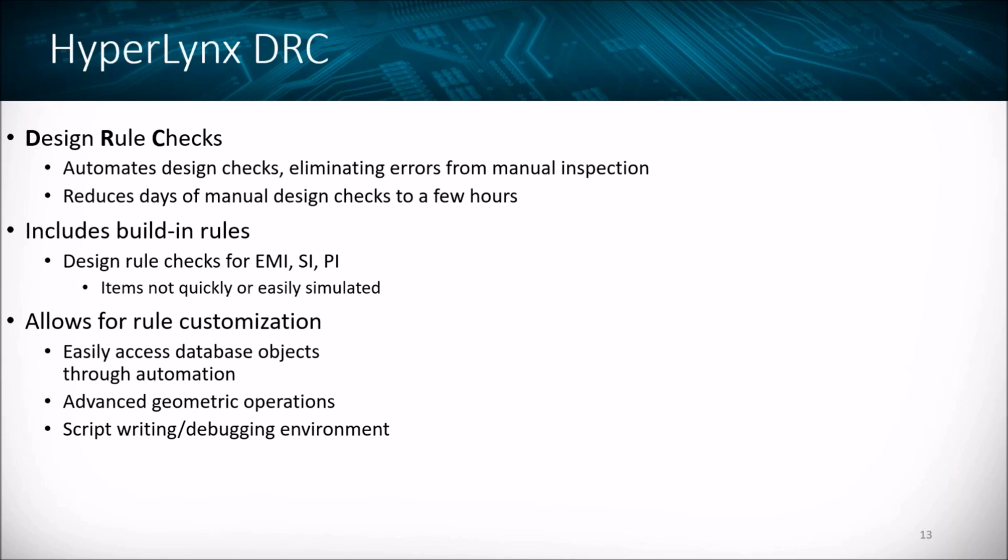So again, it does include built-in rules, and these rules are for EMI, SI, and PI issues. I will go through a full list of what the rules check at the end of this presentation. I won't be going through in detail on all of them because there are quite a few. There is also a licensing level that allows customers to actually customize these rules. So we can take the out-of-the-box rules and actually customize or tailor them to do a new check that's similarly based, or we can actually write an entirely new type of check that can be used in the HyperLynx DRC tool.